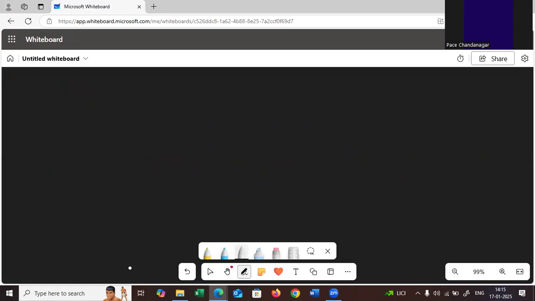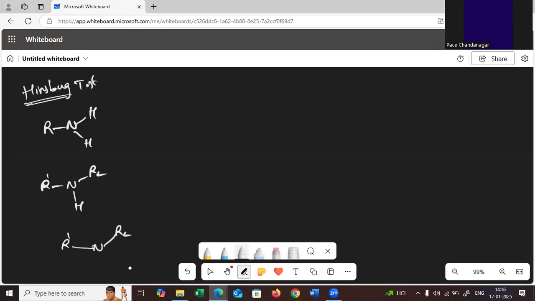Hinsberg test goes with primary, secondary, and tertiary amines. I'm writing the Hinsberg test here. This is R2, this is R1, and this is H. This is a secondary amine, and R1, N, R2, and R3 is your tertiary amine. So primary amine, secondary amine, and tertiary amine. I am using sulfonyl chloride, S double bond O, and then the Cl group, right?